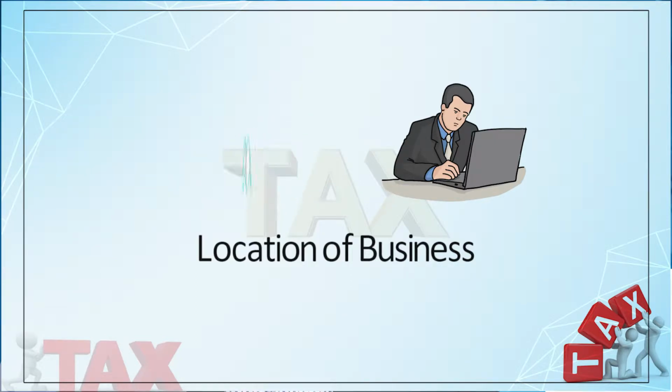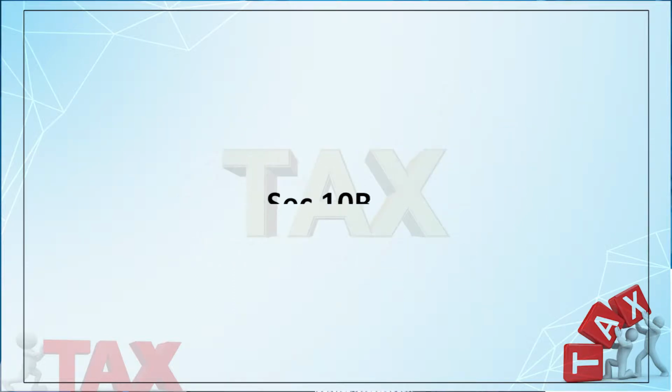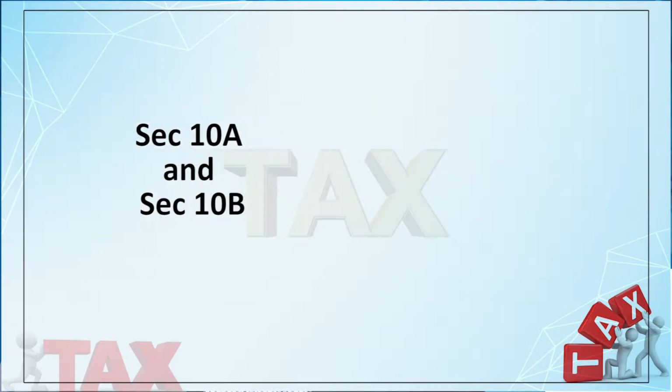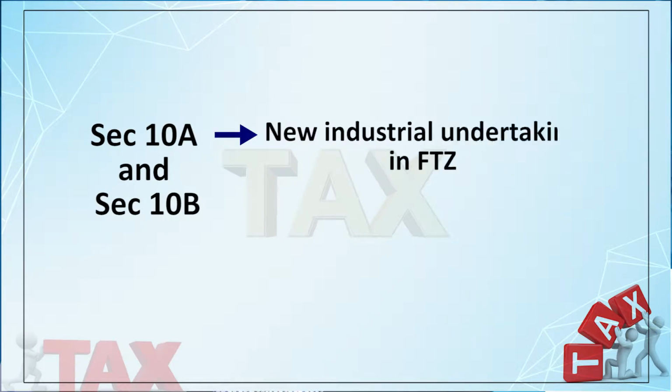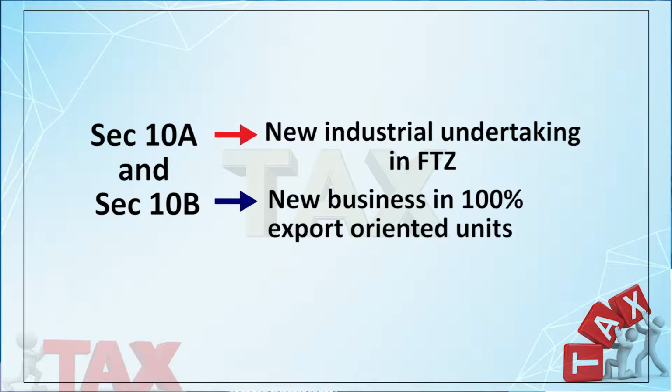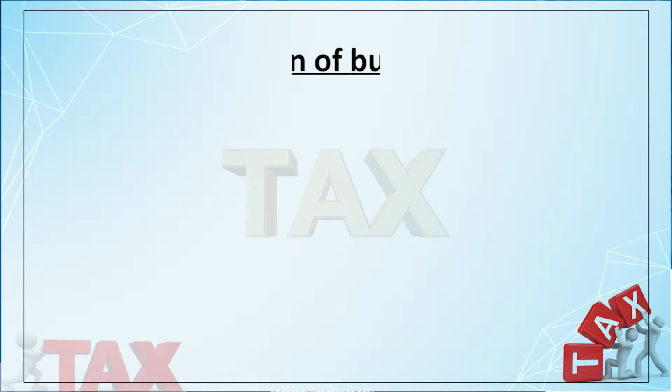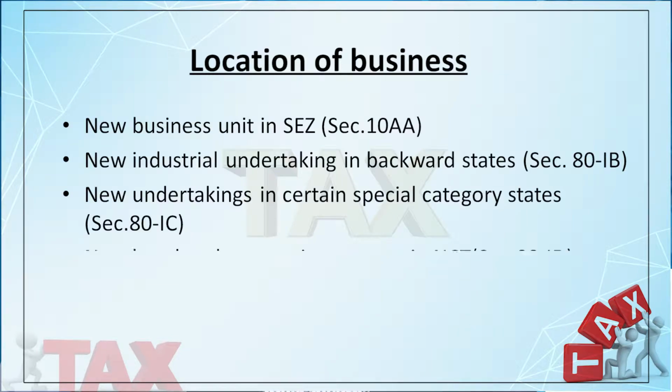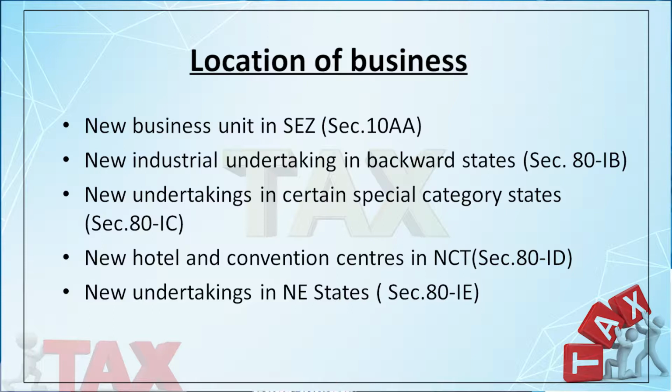For example, I have identified some sections for your understanding. Earlier we had two sections, section 10A and 10B. 10A is meant for new industrial undertaking in free trade zone and section 10B was meant for the new business in 100% export oriented units. But from the assessment year 2012-13, these two sections, that is section 10A and 10B, have been discontinued. Now we will discuss in detail the remaining sections like section 10AA, 80IB, 80IC, 80ID and 80IE.